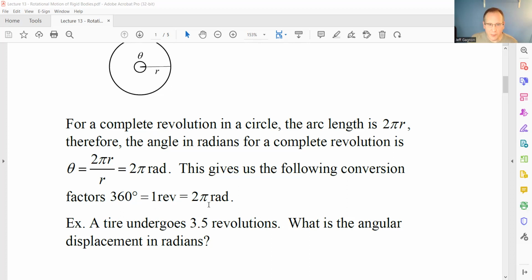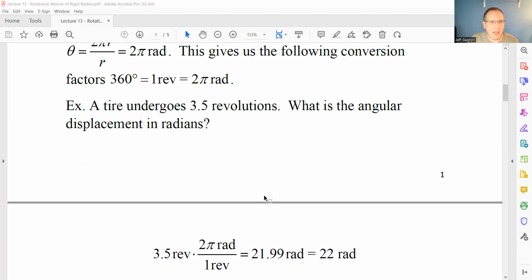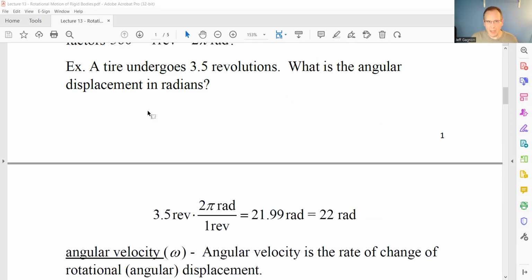Okay, so actually the first example is just a simple conversion problem. Let's say we have a tire and it undergoes 3.5 revolutions. Okay, so it rotates 3.5 times, right, around its axle. What is the angular displacement in radians? Okay, well, we know the angular displacement in revolutions is 3.5, right? That's what they're giving us. So we need to convert that to radians.